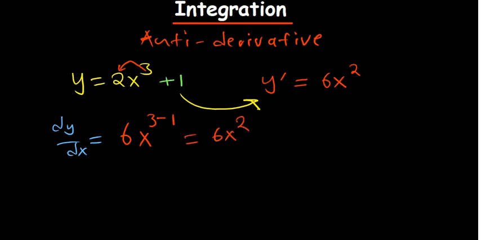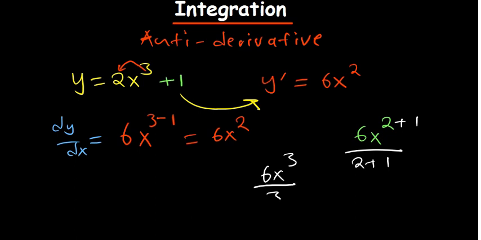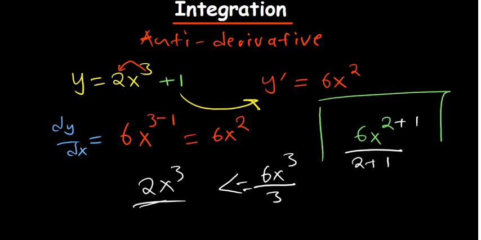Now if you're thinking of the opposite, we do the opposite. The first thing you're supposed to do is add 1 to the power, because we know that we subtracted. Then we divide by the result, 2 plus 1. So you're going to have 6x to the power 3 over 3, and 3 into 6 is 2, so I have 2x to the power 3. You've seen that you've reversed it, and this is basically what you need to do for basic integration.